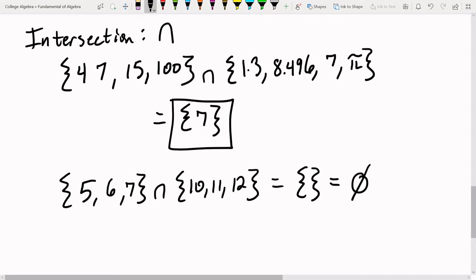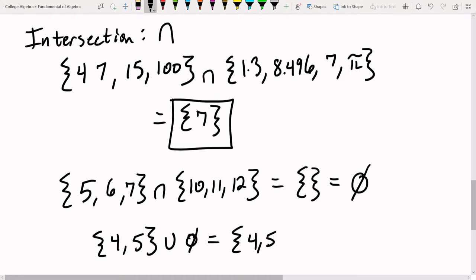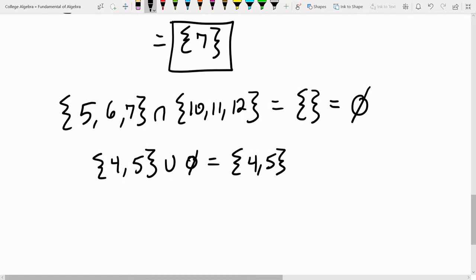So, for instance, like if we had a set of 4 and 5, and we unioned it with the empty set, there's nothing in the second thing, the empty set. So we only have 4 and 5 left. If we did the same thing, 4 and 5 intersected with the empty set, we would get the empty set.